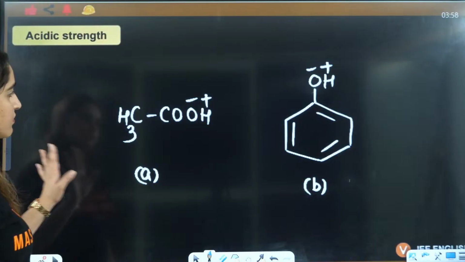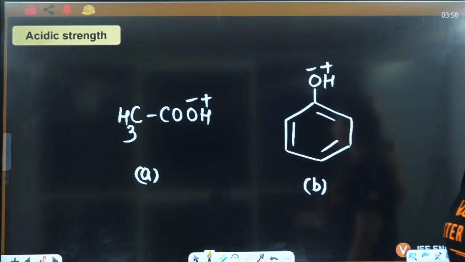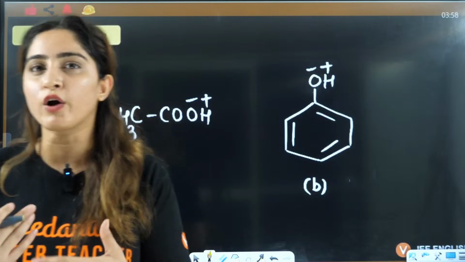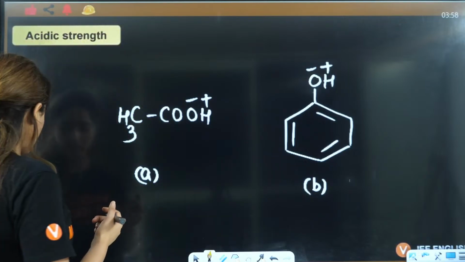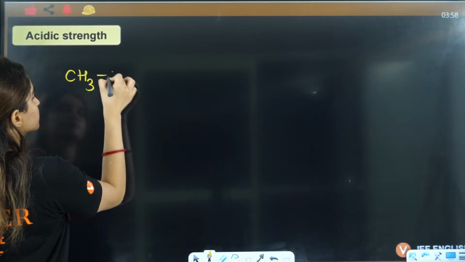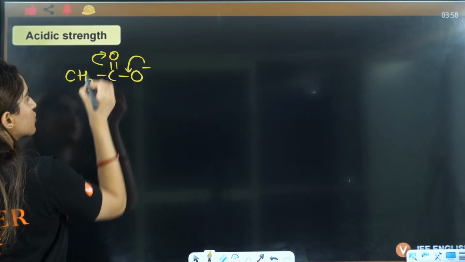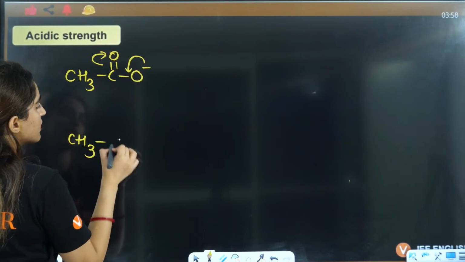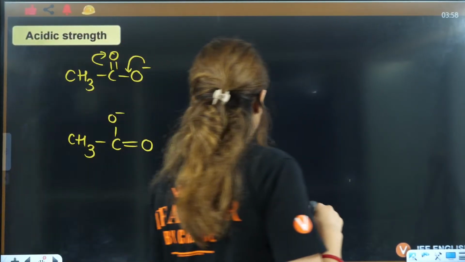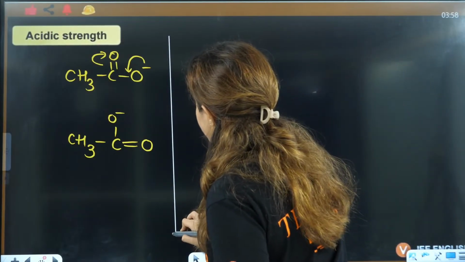Now, let's see these 2 things. Try to answer what you think will be the correct answer. This is a very important thing, because usually we think that this is CH3COO-. This is a carboxylate ion. Now, this will show resonance like this. It will be CH3, CO negative, and this is O. This is given in your NCERT, a paragraph in the chapter on alcohols, phenols, and ethers.